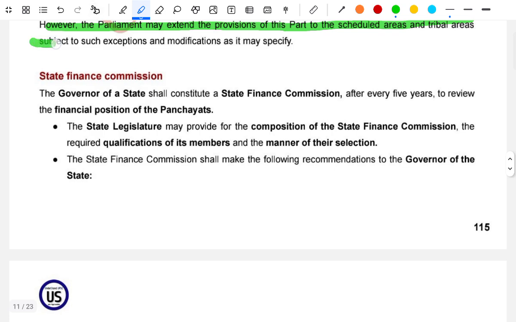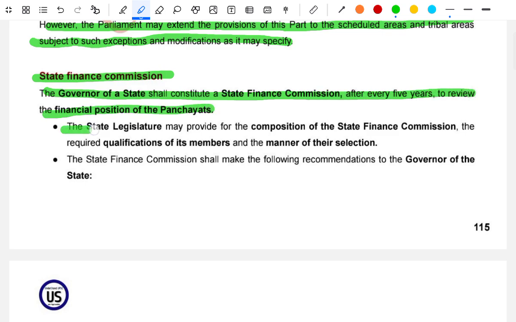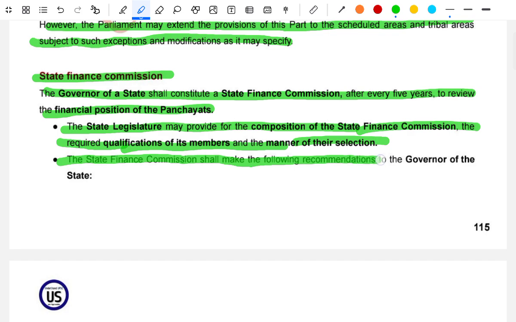subject to such exceptions and modifications as it may specify. The State Finance Commission. The governor of the state shall constitute a state finance commission after every 5 years to review the financial position of the panchayats. The state legislature may provide for the composition of the state finance commission, the required qualifications of its members and the manner of their selection. The state finance commission shall make the following recommendations to the governor of the state.